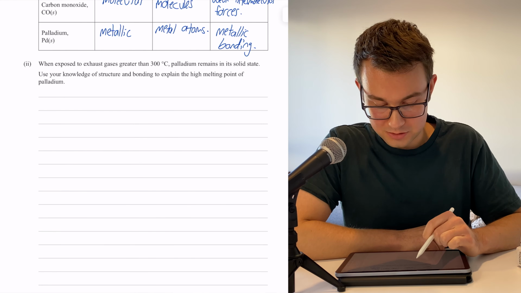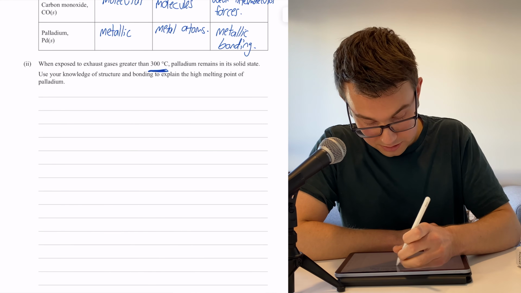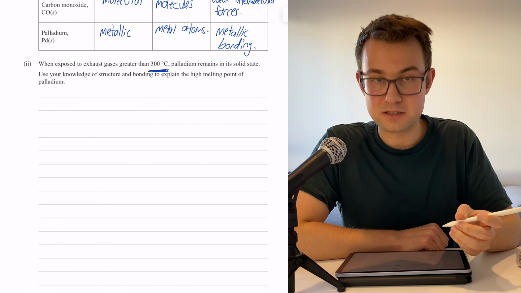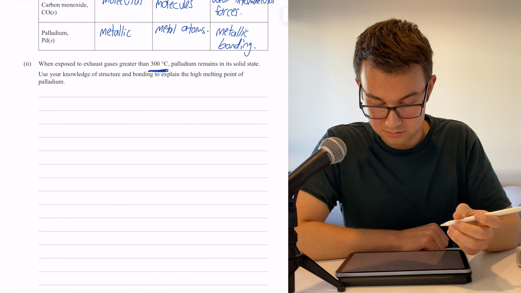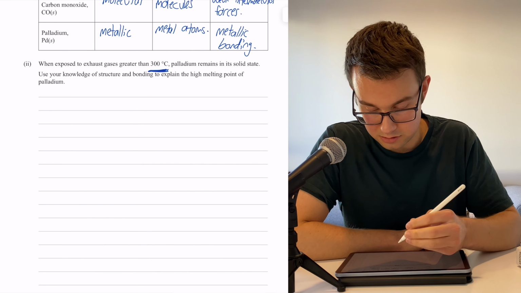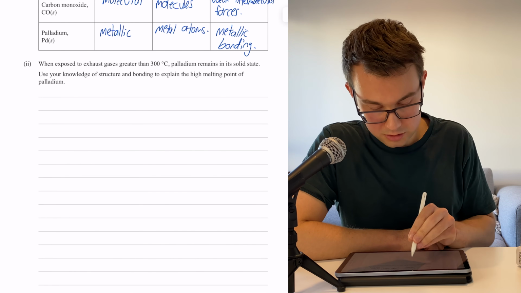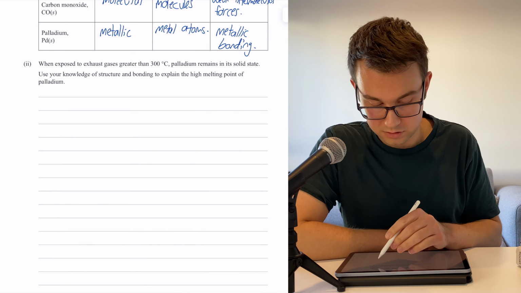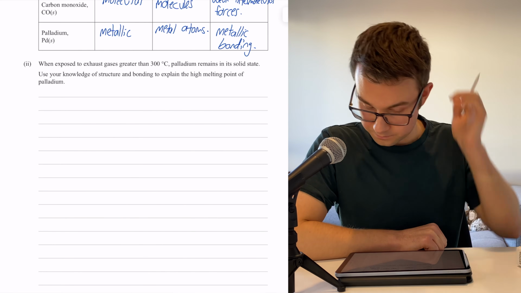When exposed to exhaust gases greater than 300 degrees Celsius, palladium remains in its solid state. Okay, makes sense. It's a metal. Just a little bit hotter of a metal, but it's still a solid. Okay. Use your knowledge of structure and bonding to explain the high melting point of palladium.